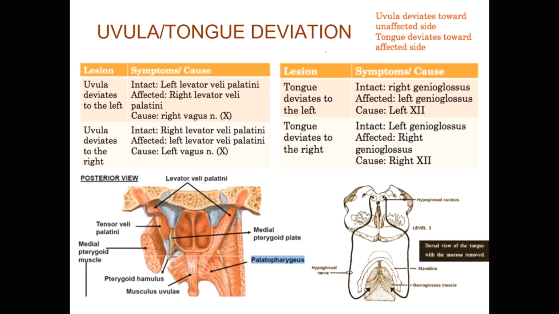So uvula and tongue deviation. This is one of your gag reflex tests. The afferent for this is going to be your glossopharyngeal.